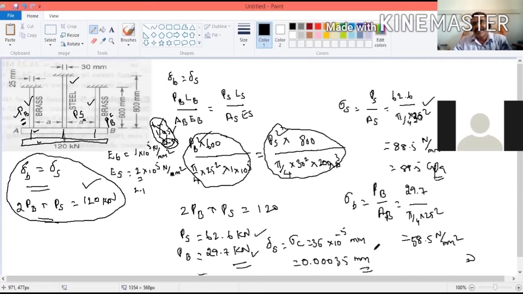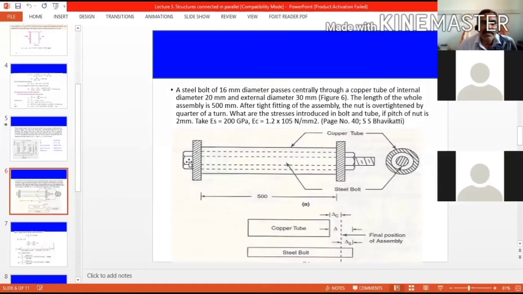This is the second problem. Now here this is a bolt. In a bolt we generally have a thread, no? So this is the bolt. This is the bolt head. Total bolt, this is one part. Now this is a washer. This is another washer. The bolt is surrounded by a copper tube. But they are not tightly fixed. They are loosely fixed, not tightly fixed.